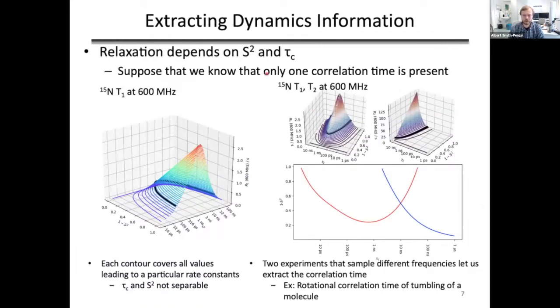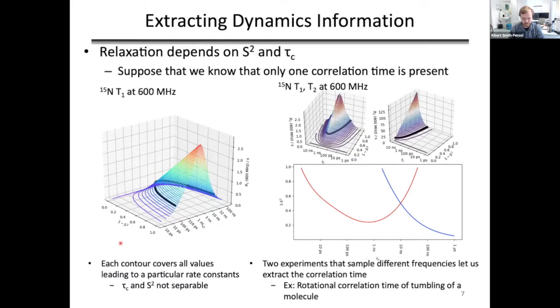Okay, so suppose that my relaxation depends only on a single internal correlation time and an order parameter. Well, if I were to measure one rate constant, I would get a dependence that looks like this. And so in this case, I say, well, what if I measure R1 of 0.5, so a T1 of 2 seconds? Well, that relaxation rate could be explained by anything on this contour level here.